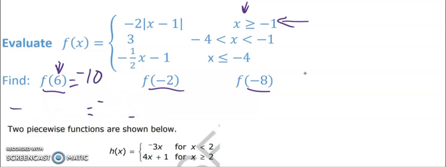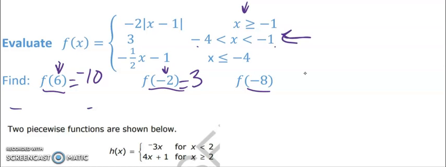All right, so let's look at the one for f of -2. So look over here, -2. So look at the second one. X is between -4 and -1. Well, that's where -2 would fit. This says my y is 3, so I don't even have an equation for that one.